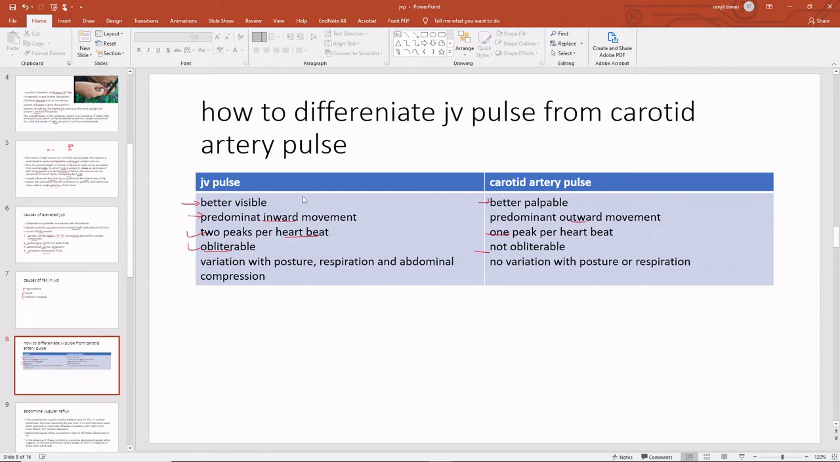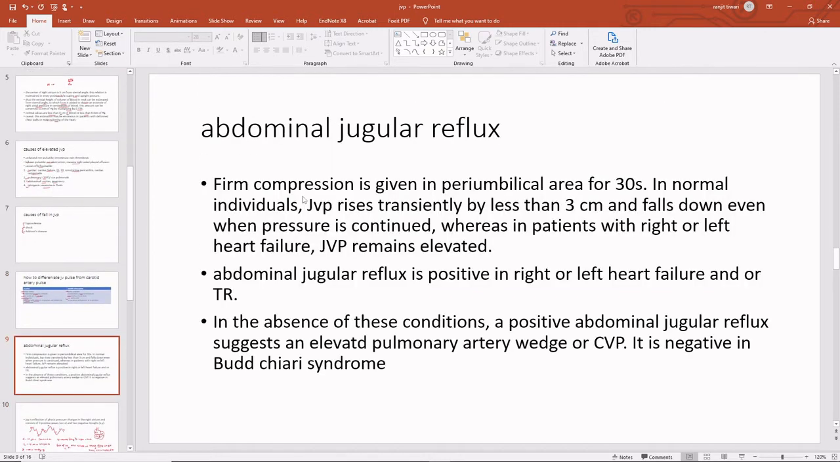If you observe closely, there is predominant inward movement, but in the carotid there is outward movement due to the bounding pulse. Okay, and the JVP pulse varies with posture, respiration, and abdominal compression. There is no variation with posture or respiration in the carotid artery pulse.